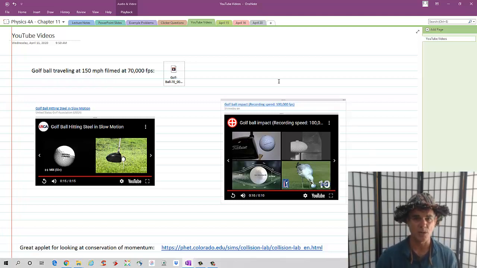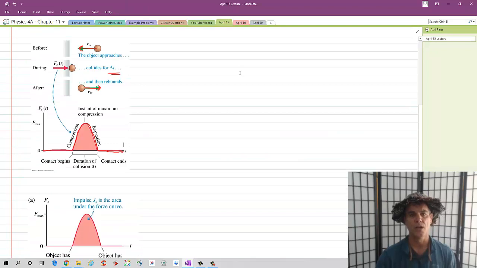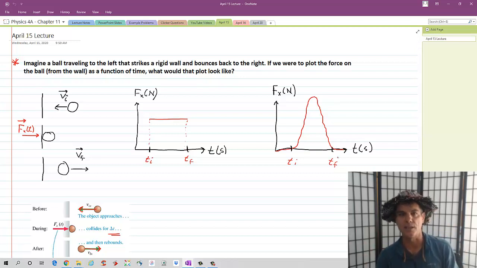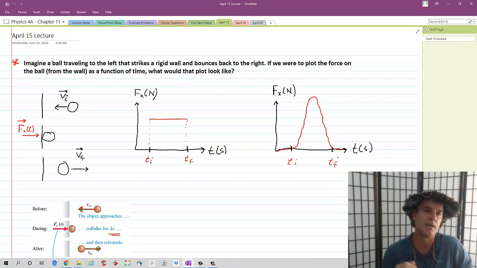And again, if I were to plot the force on the ball as a function of time, what I would see is the force is most definitely not constant. It's not a horizontal line. The force starts at 0, increases to some maximum value, and then decreases back to 0. Now, if we were to try and analyze the motion of this ball by looking at the acceleration and figuring out how the velocity changes, we'd have some challenges because the force is not constant.